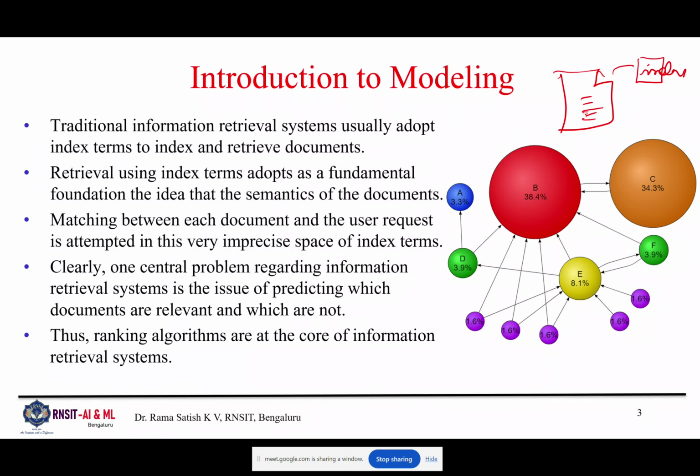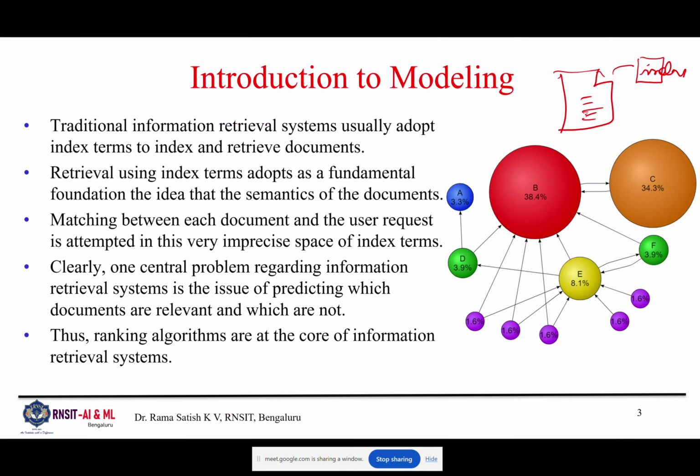Say, for example, in ChatGPT, whatever prompt you give is nothing but your query. Based on the query, a particular piece of information is retrieved. The same way in Google search, whatever search query you give to Google, it is going to give either a PDF file, a Word file, or an image file, whatever it is.